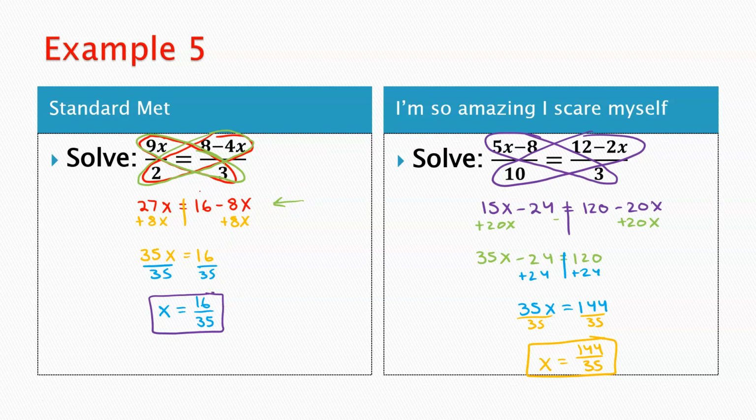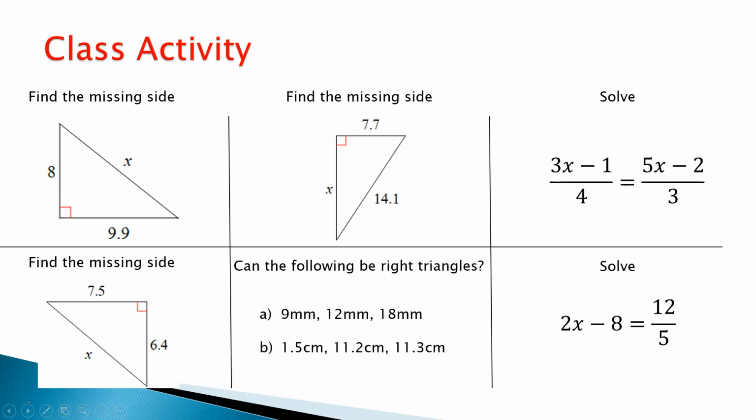For the second one over here, I first went ahead and multiplied this direction. I did 3 times 5x, which gave me 15x. And then don't forget 3 times negative 8, which gave me negative 24. Then I bring down my equal sign and I multiply in this direction. 10 times 12 was 120. 10 times negative 2x was negative 20x. And again, at this point, it just becomes an Algebra 1 problem, which you guys have been used to. All right, guys, there you have it. That's your review. These are the skills we're going to need moving forward.